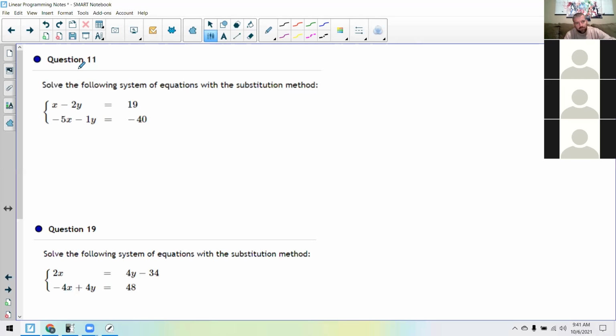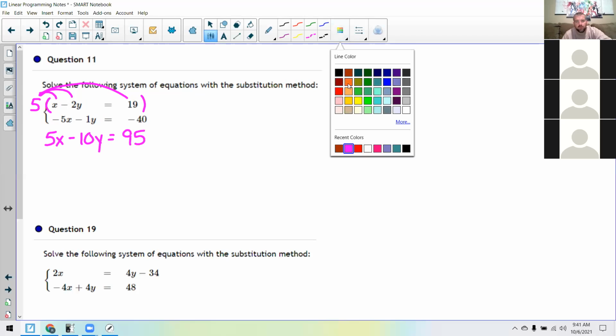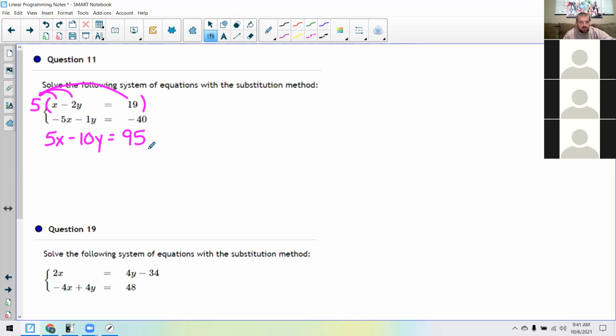Beautiful. Brianna, thank you. Brianna multiplied the top by 5, because that way we get, I'm going to rewrite it underneath this one, 5x, 5 times negative 2y is negative 10y equals 5 times 19 is 95. So I have these matching opposite coefficients. Perfect. So I can add these equations together.